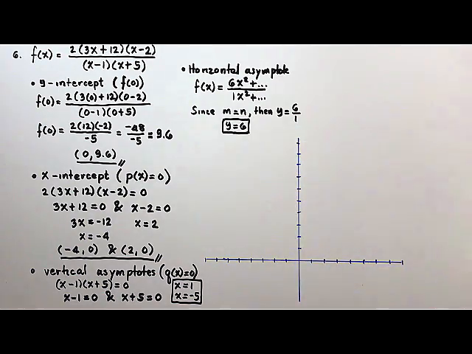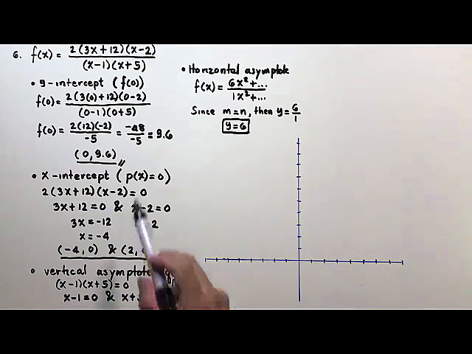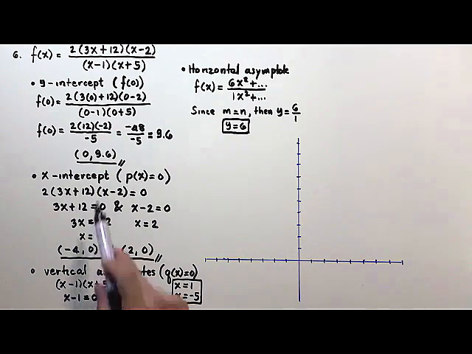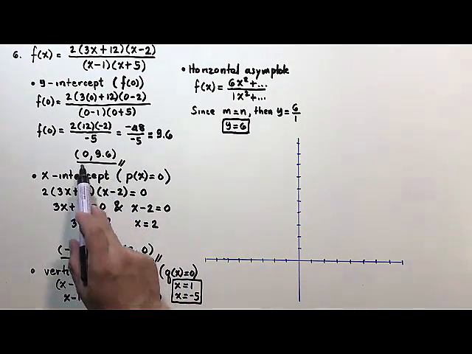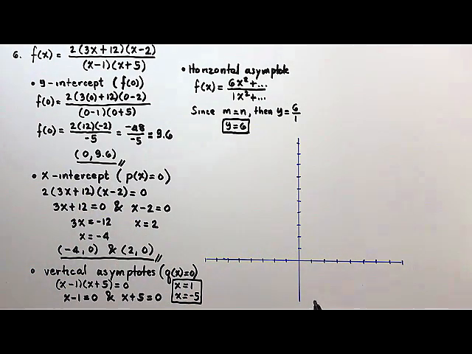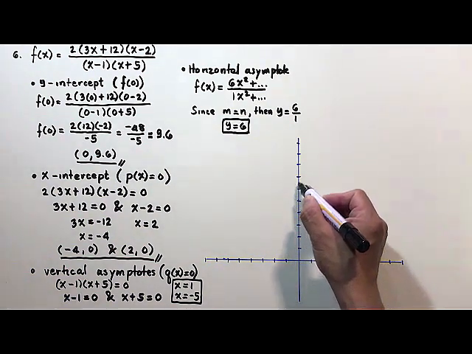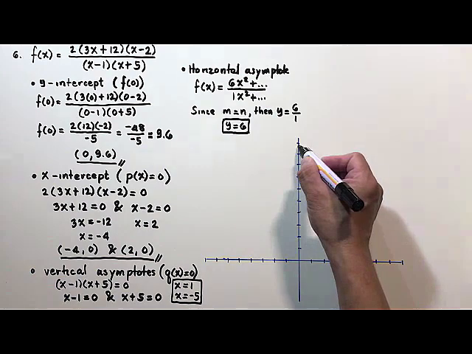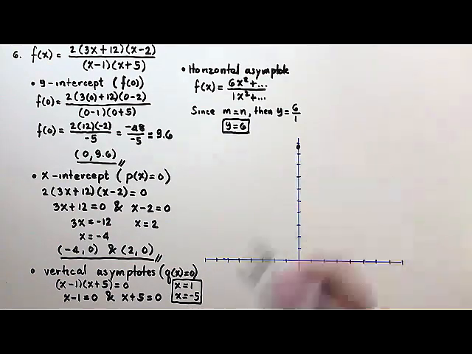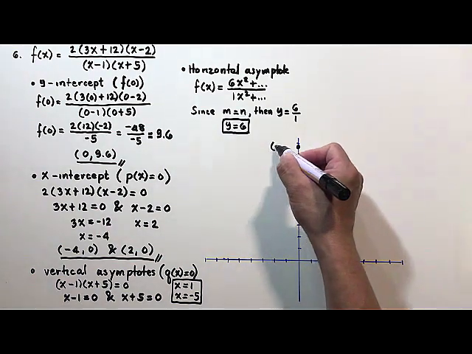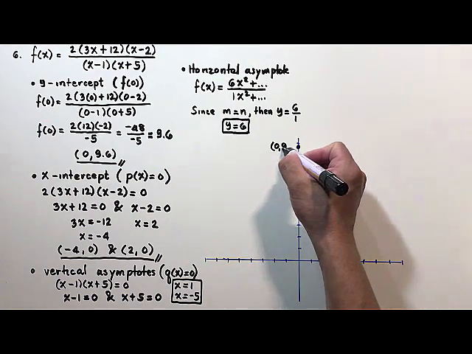So let us now plot the points of interest here. First, our y-intercept is at the point (0, 9.6). So 1, 2, 3, 4, 5, 6, 7, 8, 9.6. It's here. So this is the point (0, 9.6).